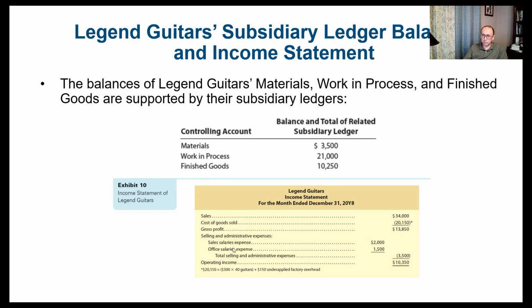And then we record our period cost, the selling and administrative expenses. We have the sales salaries, we have the office salaries for a total of $3,500. We subtract that from the $13,850. We get an operating income of $10,350.